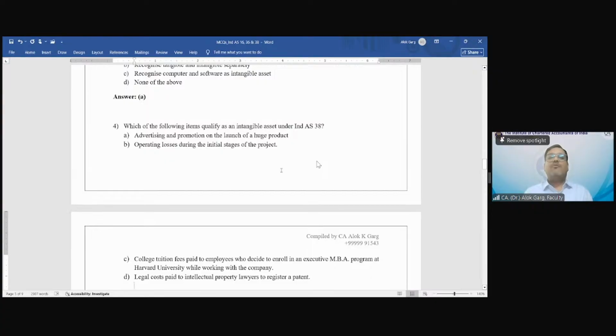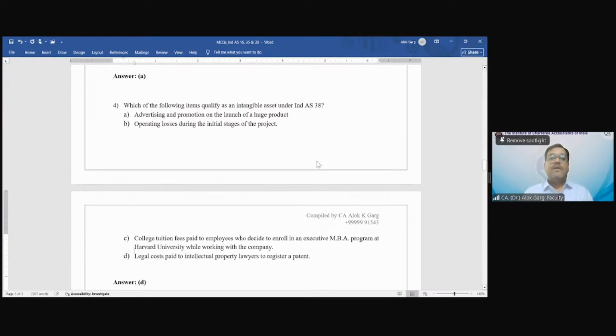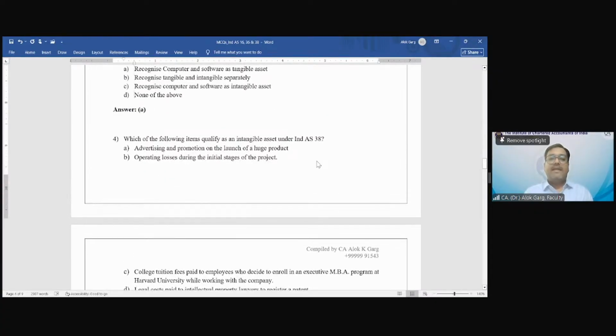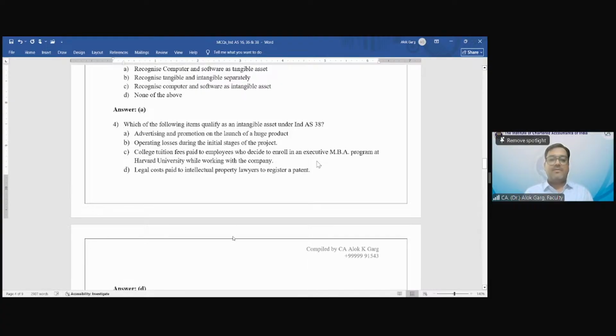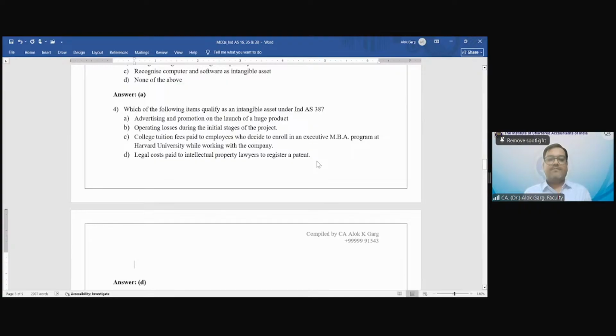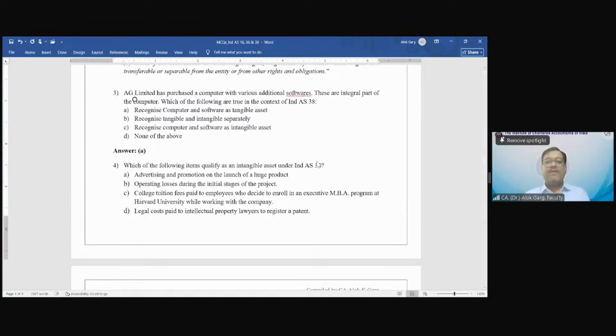Which of the following items qualify as an intangible asset under Ind AS 38? Advertising and promotion cost, operating losses, college tuition fee paid to employee who decide to enroll in executive MBA program, legal cost paid to IPR lawyers to register a patent. D. D is the right answer. Yes.